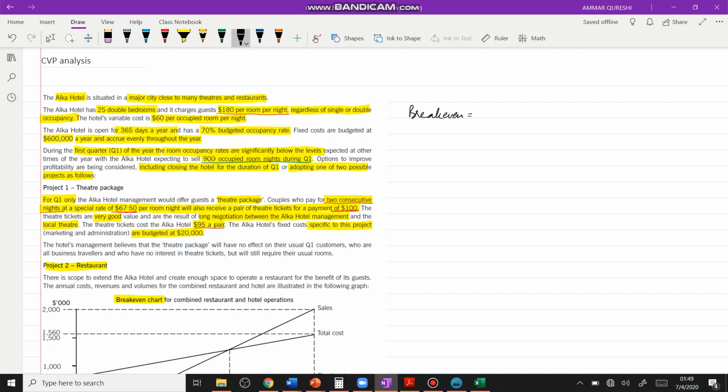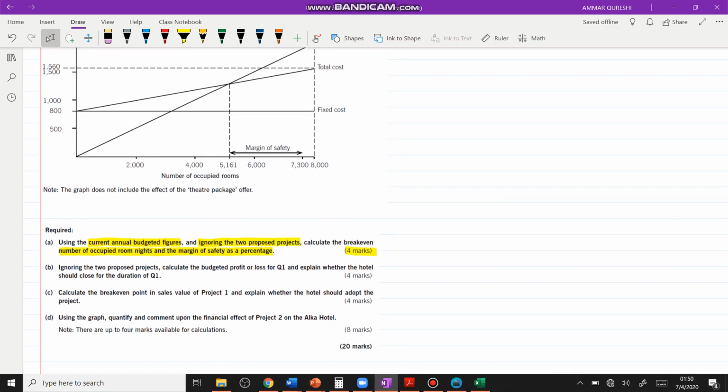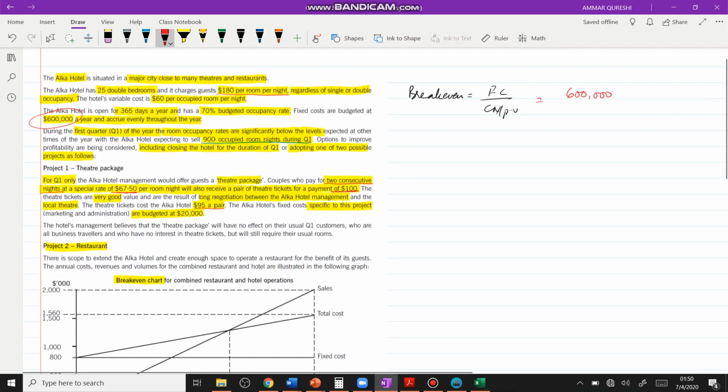Break-even point is calculated by dividing fixed cost by contribution margin per unit, right? So what is the fixed cost? Fixed cost of the hotel is around 600,000. We have to ignore these two projects in this case. So 600,000 is the fixed cost. Is it annual? Yeah, using the current annual. Right, so this is for the whole year.